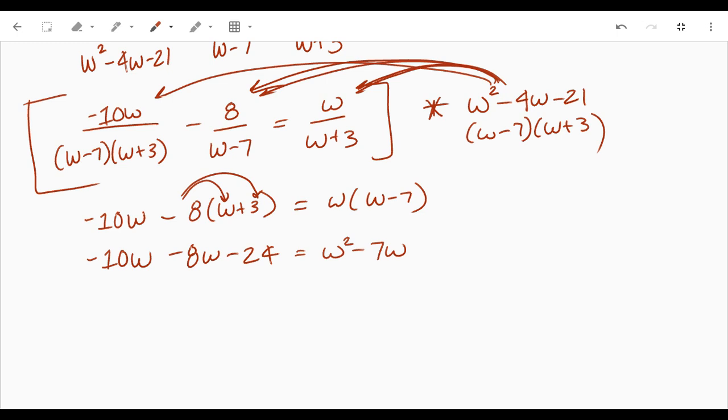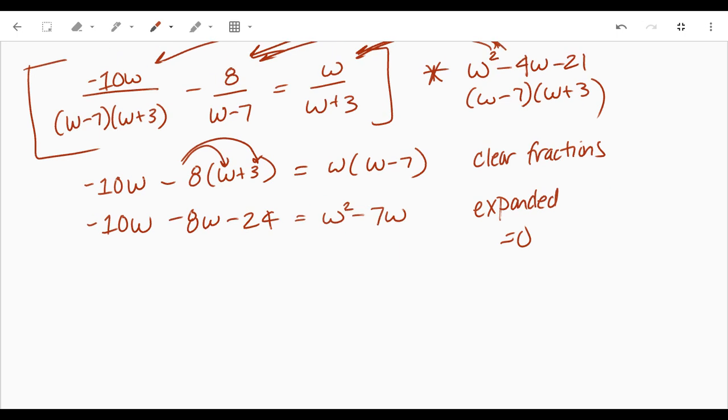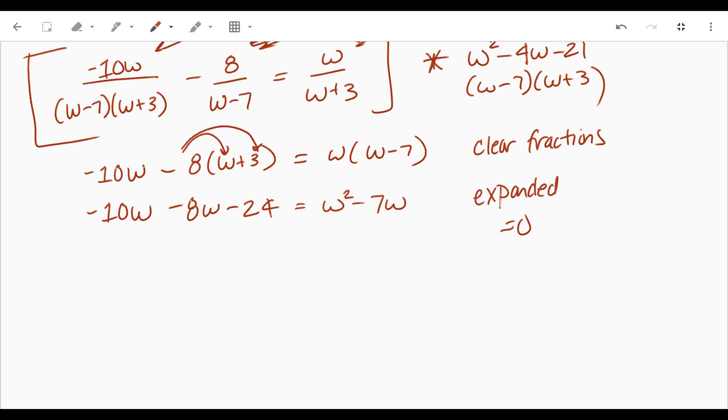Okay, so I guess I'm going to write here, we cleared fractions, and then we expanded. And now we want to set it equal to 0. So we want to get everything to one side, and we want the squared term to be positive. So we'll get it all to the right-hand side.